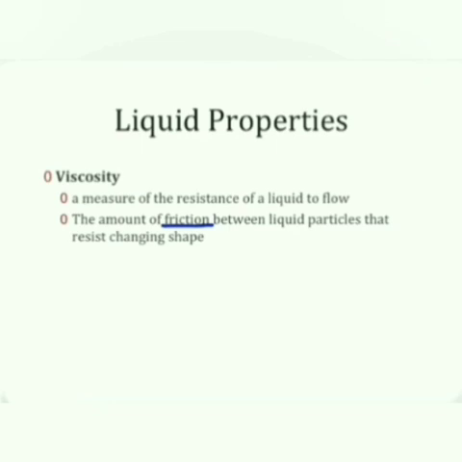Now we talk about viscosity, a measurement of the resistance of a liquid to flow, the amount of friction between liquid particles that resist changing shape.